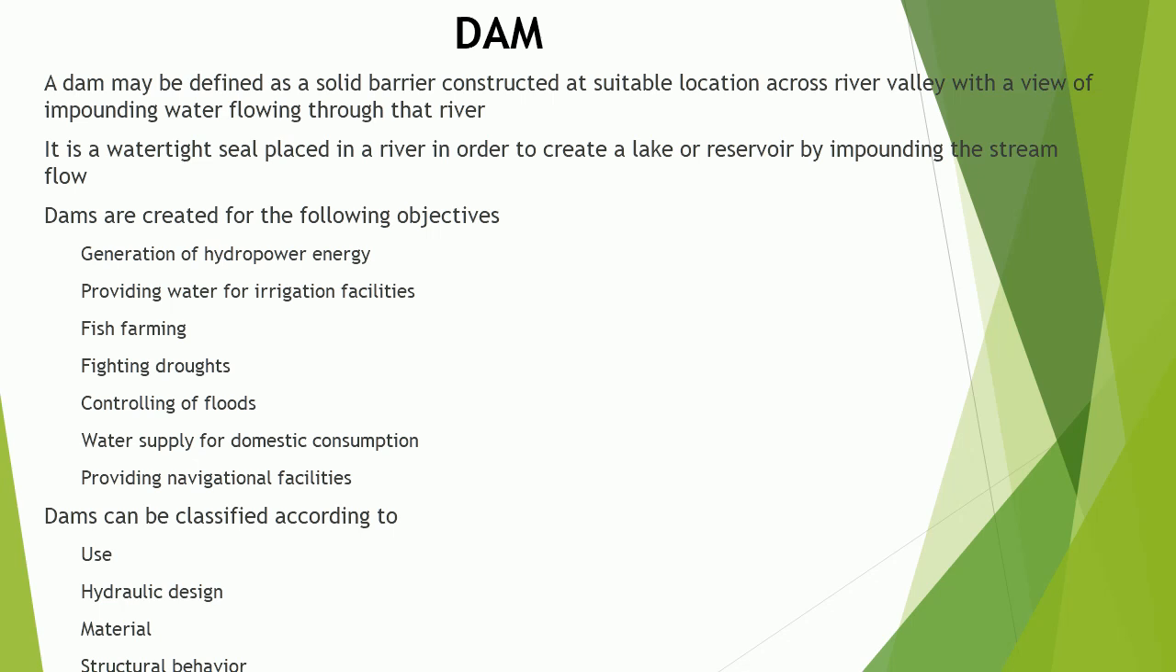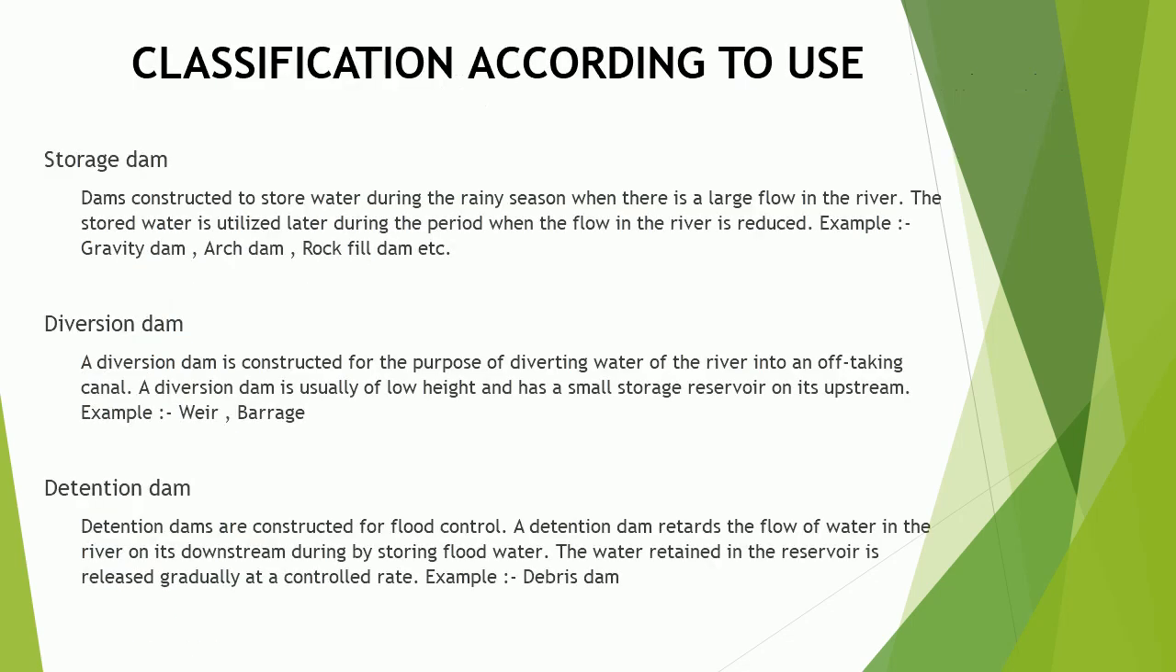Dams can be classified according to use, hydraulic design, material, and structural behavior. Classification according to use. Based on the use of dam, they are classified into three types. Storage dam. These are the dams constructed to store water during the rainy season when there is a large flow in the river. The stored water is utilized later during the period when the flow in the river is reduced. Examples for storage dams are gravity dam, arch dam, rock fill dam, etc.